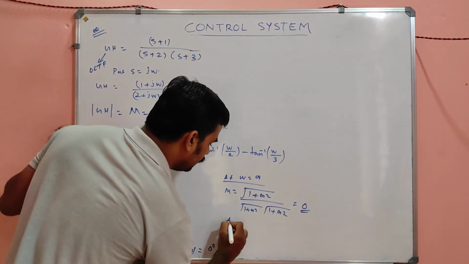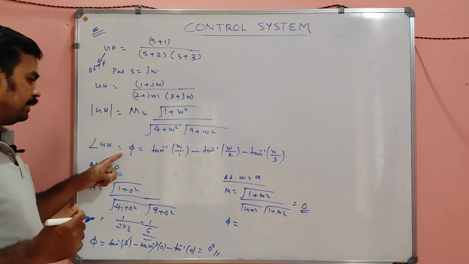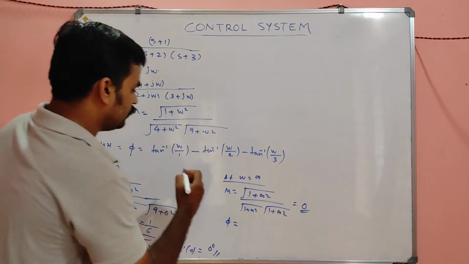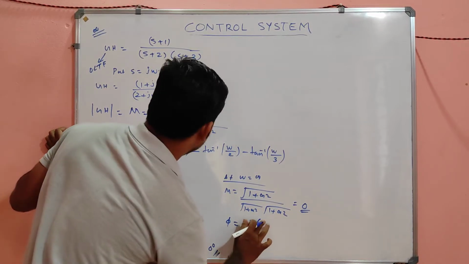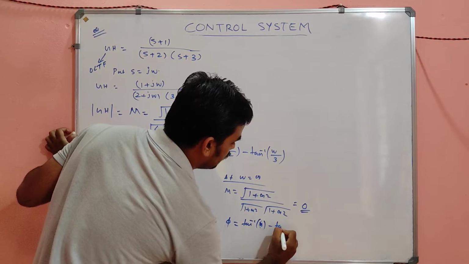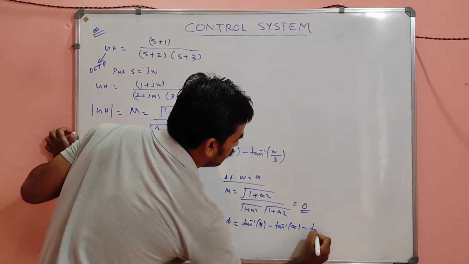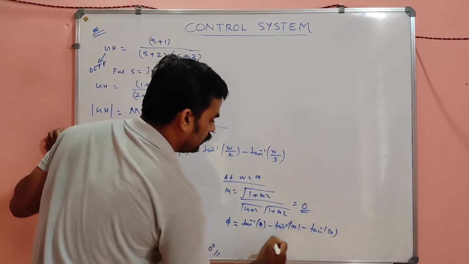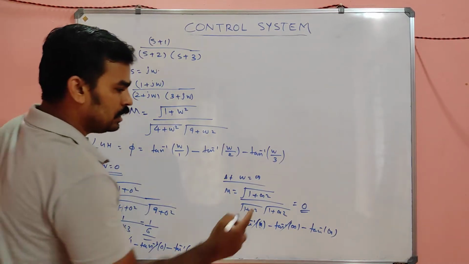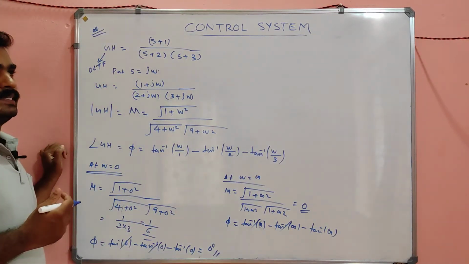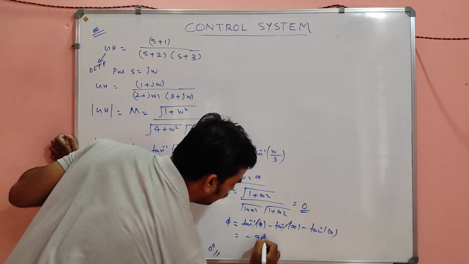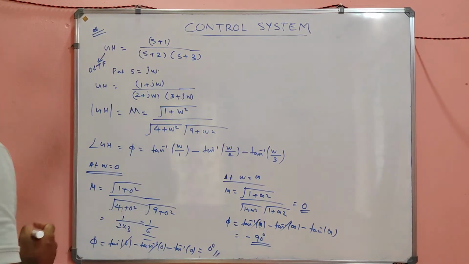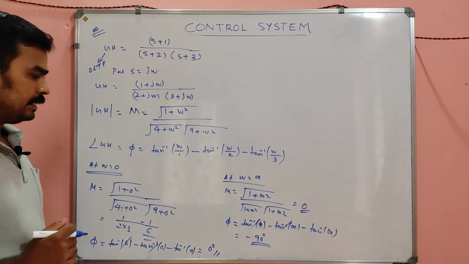And what is the phase angle now? Phase angle is nothing but, my dear, substitute omega equal to infinity. So tan inverse infinity minus tan inverse infinity minus tan inverse infinity. So the one and one tan inverse infinity cancel. Tan inverse infinity is what, my dear? Sin 90 by cos 90, that is 90. So it will be minus 90 degree. Is it clear?